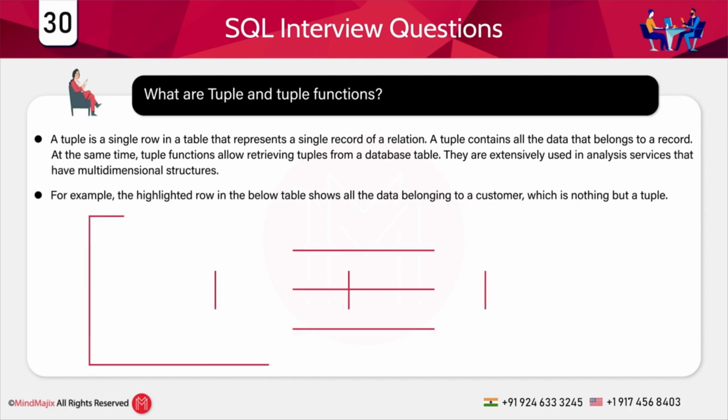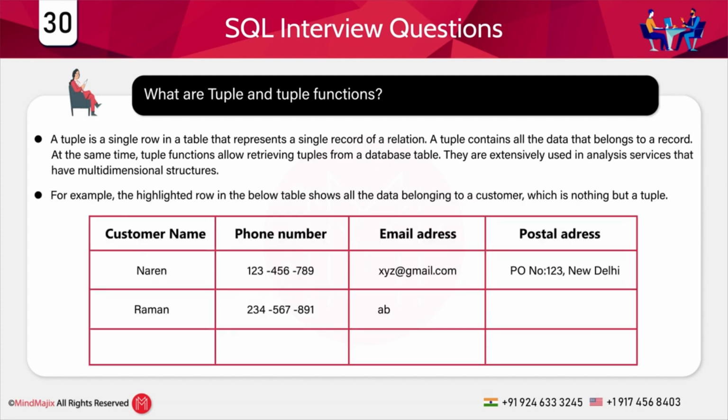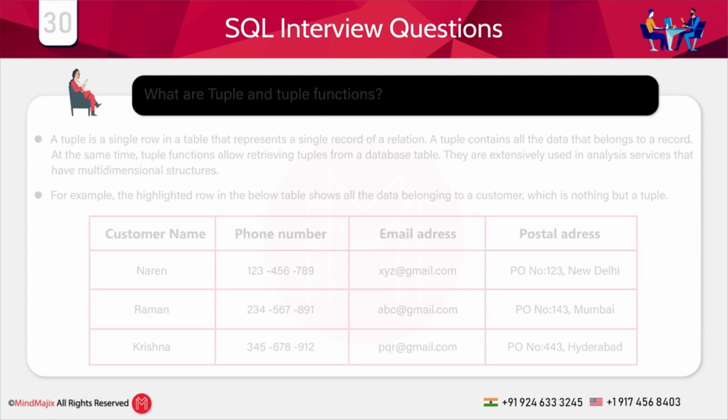Just for your reference, I've attached a screenshot, or you can say a table over here. The highlighted row in the table shows all of the data belonging to a customer, which is nothing but a tuple. As you can see, this table has attributes such as customer name, phone number, email address, and postal address. So for one particular customer, you have all of these attributes. Here we have 3 rows, so we have 3 records over here. One record means nothing but one tuple, so over here we have 3 tuples.